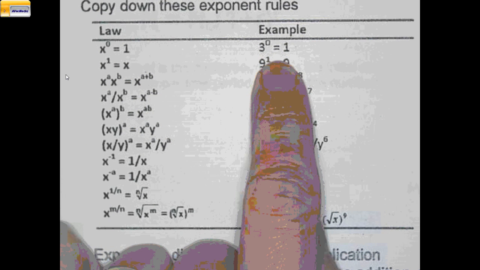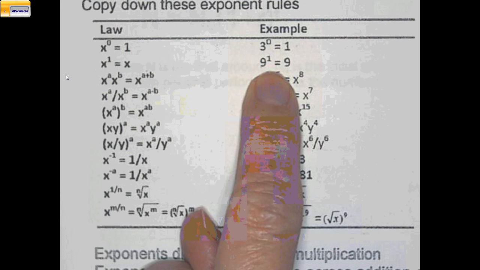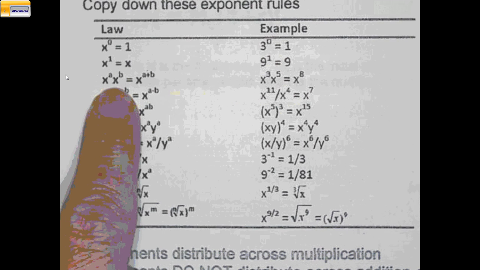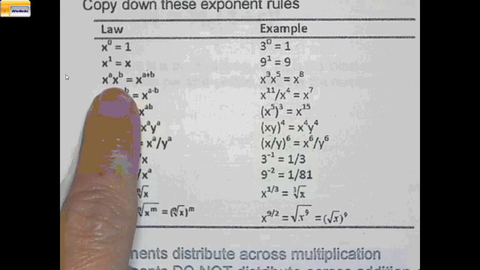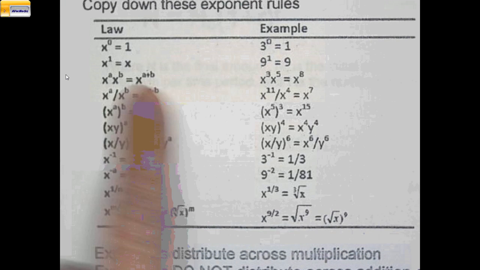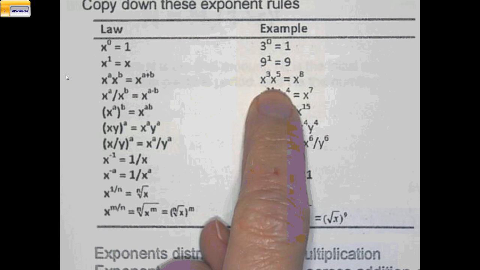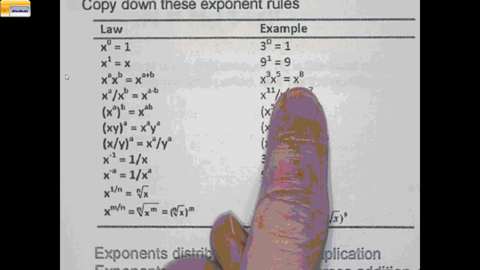Got it? Anything to the first power is itself. That works for 1, 9, -2, and a billion. If you are multiplying and the bases are the same, you're going to add the exponents. So x cubed times x to the 5th would be x to the 8th. You just add the exponents. If you're dividing, you subtract.